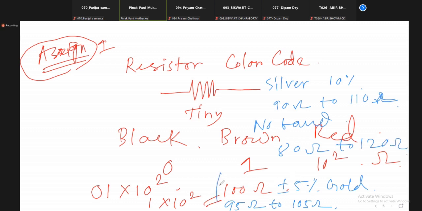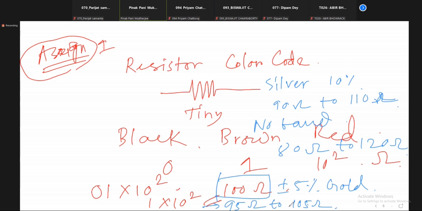That means the printed value is 100 ohm. But in reality, you are getting any value in between 95 to 105 if the tolerance band is gold. So this is the good material. This is the best quality resistor you can have, because I guarantee that it is 100 ohm, and you will get 100 ohm in practice. If you measure it through multimeter, you will see that it will deviate. Now the deviation is plus minus 5%, so that's why it is the best quality resistor you are having.